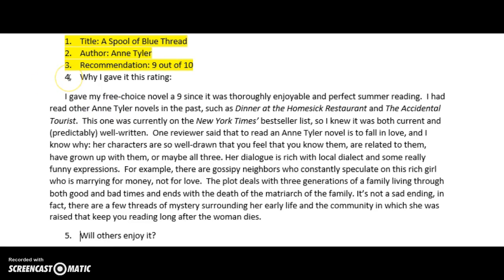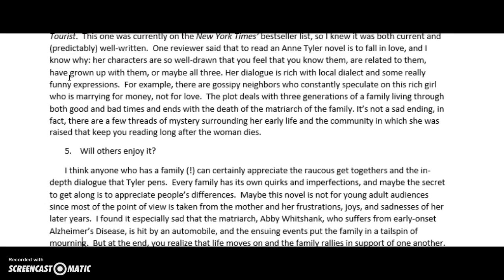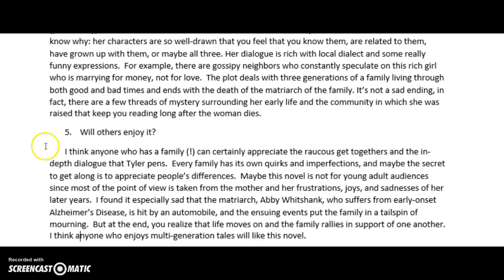Question 4 asked, why did you give it the rating you did? And in a lengthy paragraph, maybe 5 to 7 sentences, I just wrote down why it's a good book, what I liked about the characters, a little bit of plot details without giving everything away. In number 5, the last question is, will others enjoy it? And I wrote down basically yes, and the reason being, it's about family and family history and mysteries and some secrets. And it has a really good uplifting ending at the end. So I thought overall, yes, people would enjoy it.